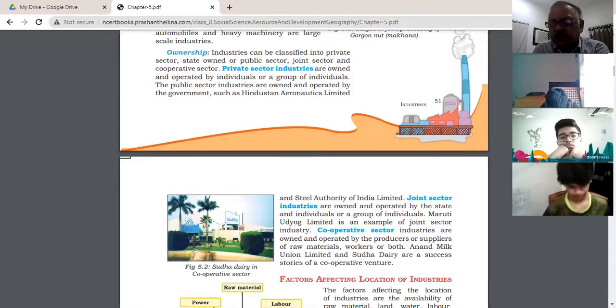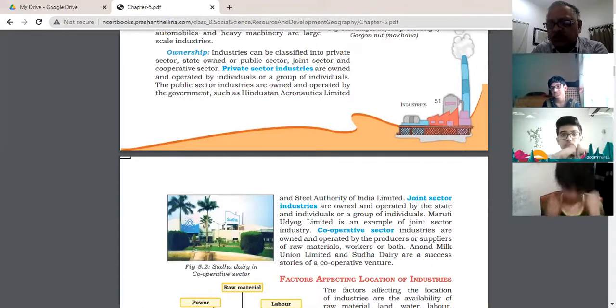Then the public sector industries are those which are owned and operated by the government, in which the government is establishing it and operating it, like Hindustan Aeronautics Limited, Steel Authority of India Limited. These are all public sector industries in which the government has established it and they are operating. Profit and loss is of the government. What to produce, how to produce, how much to produce is the decision of the government.